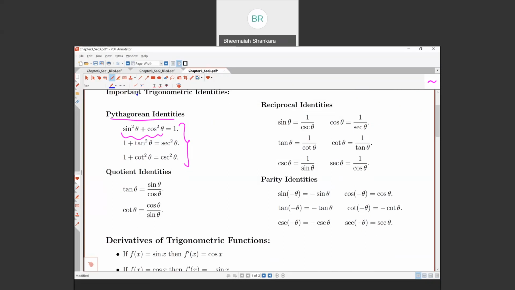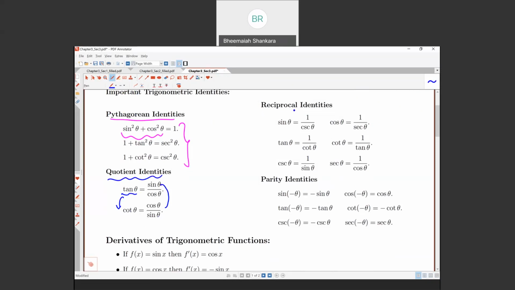The next is the quotient identities. Tangent is sine divided by cosine. You flip the tangent, 1 over tangent is cotangent. So you flip the right hand side, so you get cosine over sine.